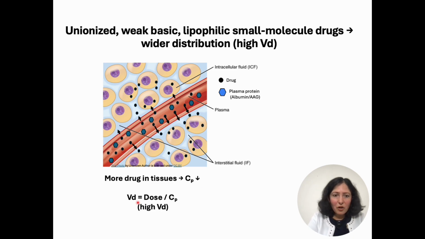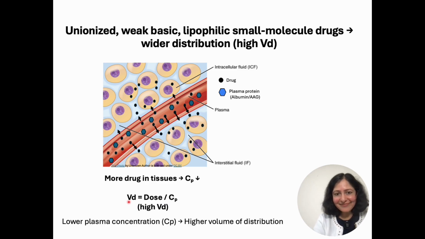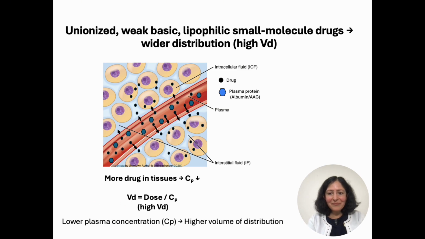And according to the formula, volume of distribution is dose divided by plasma concentration. If the denominator decreases, then the volume of distribution will be high. You got it. So, lower plasma concentration means higher volume of distribution.